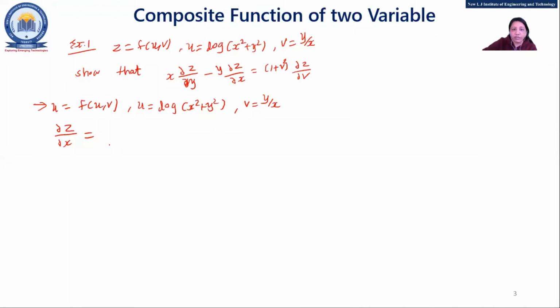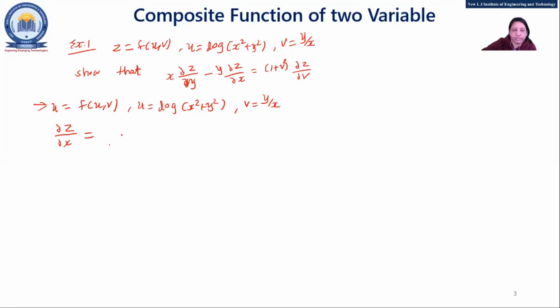From this equation, we start with the LHS. We require del z by del y and del z by del x, so we'll start with del z by del x first. What should I write here? z depends upon two variables, u and v. So what am I supposed to write?